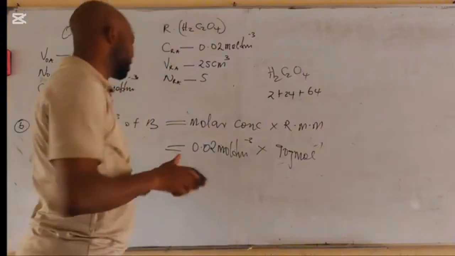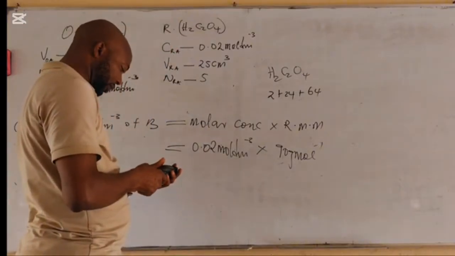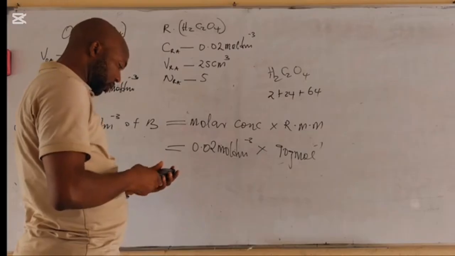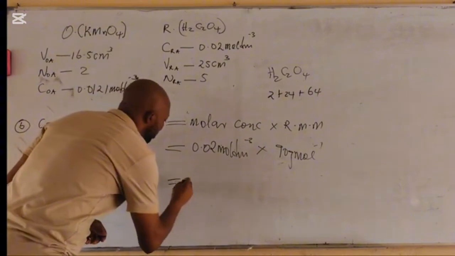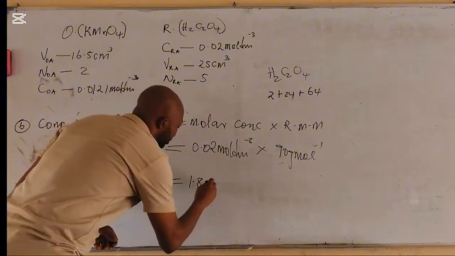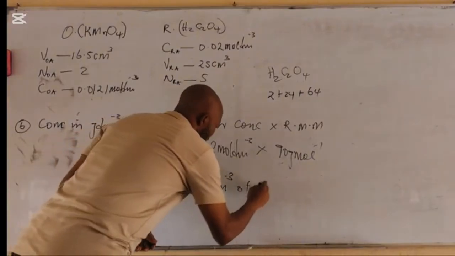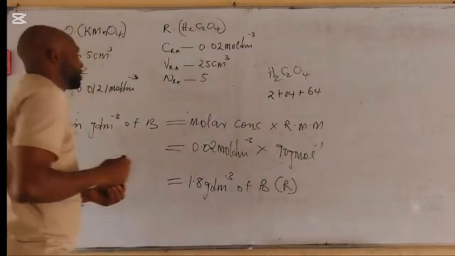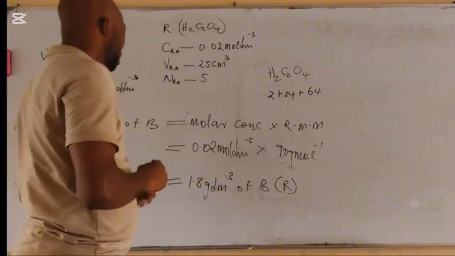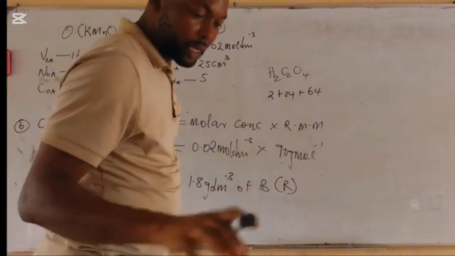Let's see what we have. 0.02 times 90 is equals to 1.8. So the mass concentration, 1.8 g/dm³ of B or R, reducing agent. So we've gotten that. What's the next thing?